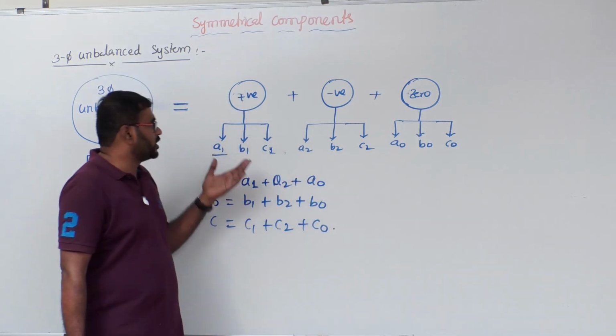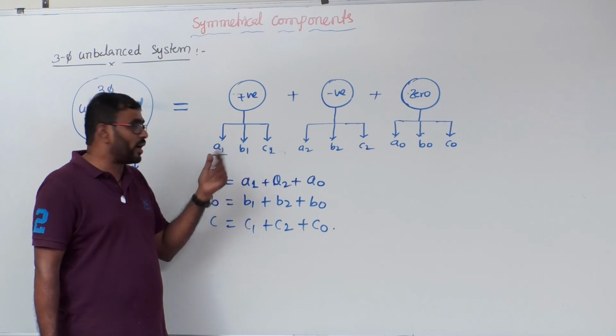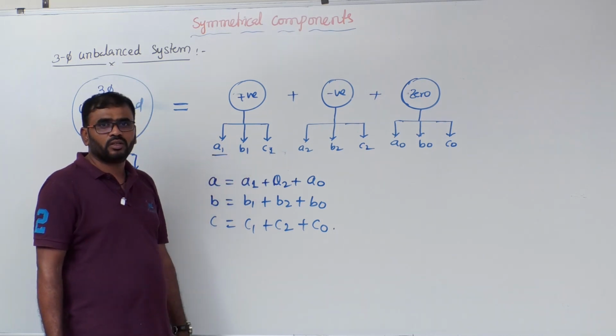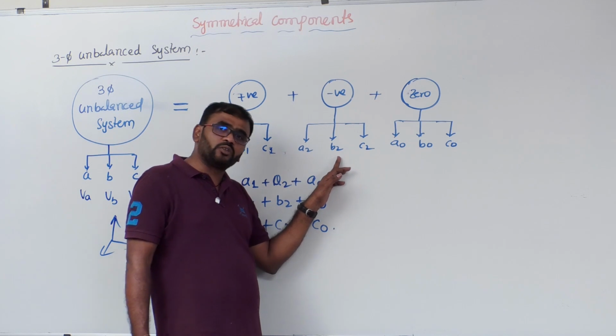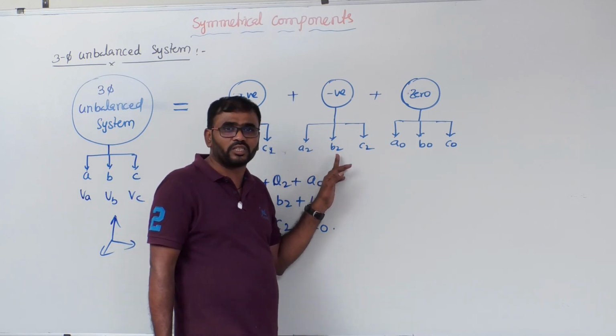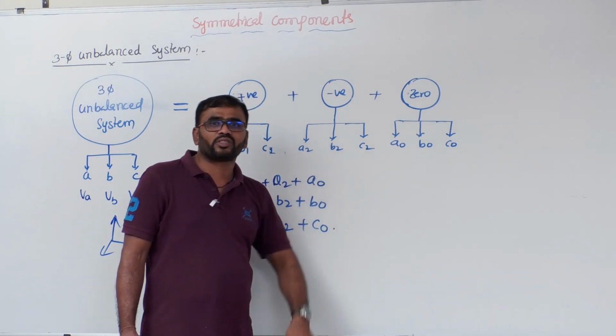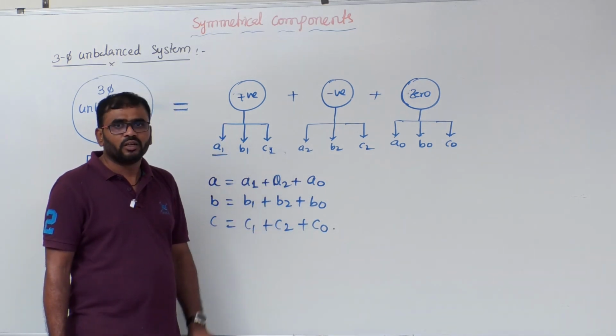We will first see what the positive sequence component is and why the name is given positive sequence, and we will see next the negative sequence component and why the name is given negative sequence, and why it is called zero sequence or co-phasal components. We will see it clearly.